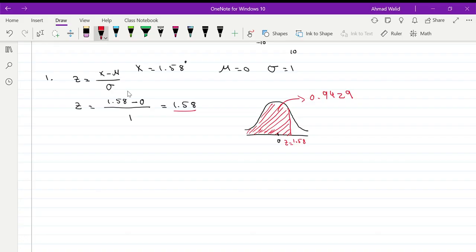Correct? It means the probability of a reading of this thermometer is 94.29%. Correct? I'll stop the lecture. I'll come back for the second part of this lecture and I'll explain how to use the calculator and we will do more examples. Correct?